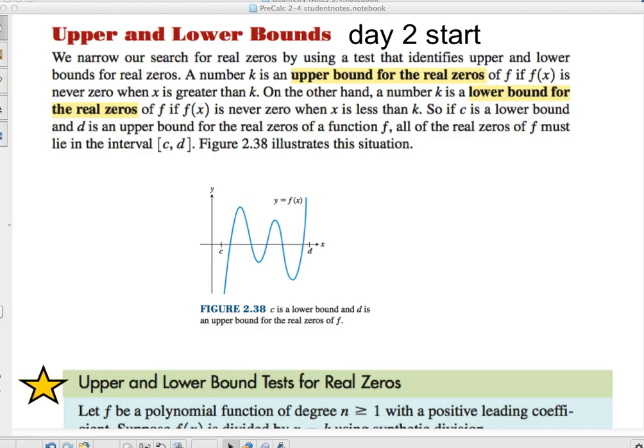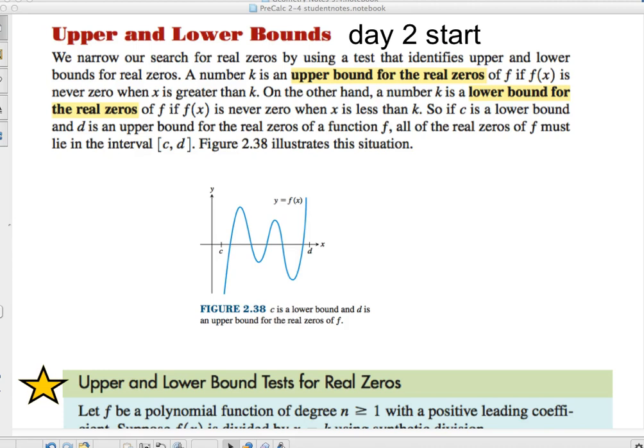Okay, today we're looking at day 2 of section 2.4, and we're narrowing our search for factors. We're looking for rational factors here. Do you remember, you take the leading term and the y-intercept term, and you find possible rational factors based on those combinations. We did that last week, and we're going to remind you again about that.